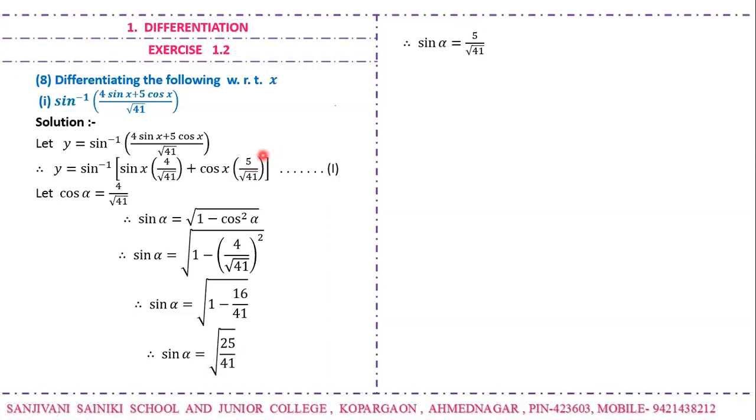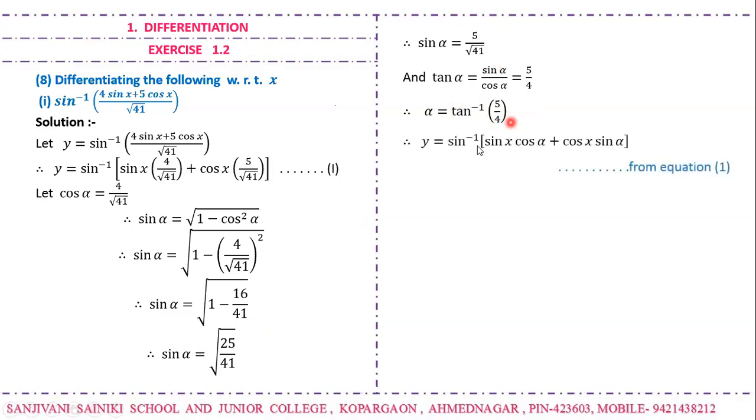Okay, so we will put both of these in equation number 1. From this sin alpha and cos alpha, we obtain alpha as tan inverse of 5 upon 4. Now we put the values in the first equation. So sin x cos alpha plus cos x sin alpha is nothing but sin of x plus alpha. Now sin inverse of sin cancels out and we get x plus alpha.